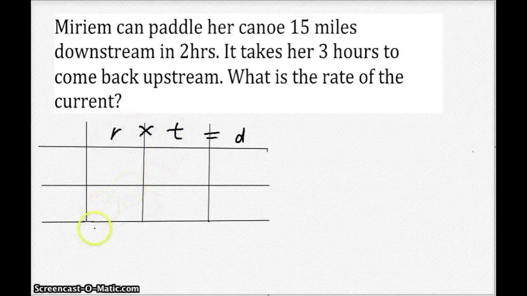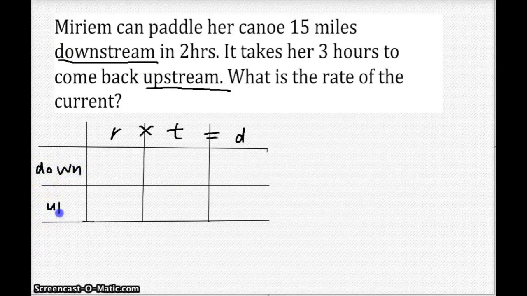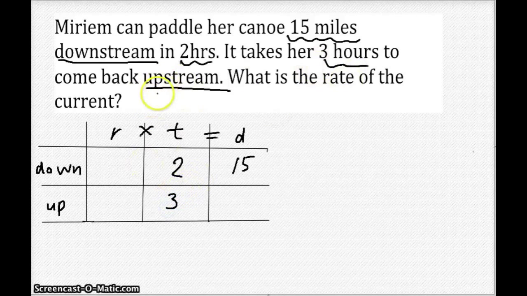And there's two things we need to measure. One is when she moves downstream, and the second one when she moves upstream. So I'm just going to write down and up. And we're just going to fill in the information we know. So she can paddle her canoe 15 miles, so distance must be 15 miles in 2 hours. And it takes her 3 hours, so 3, to come back. And when it says come back, we're assuming that it's the same distance, like back and forth. So we're just going to write 15.